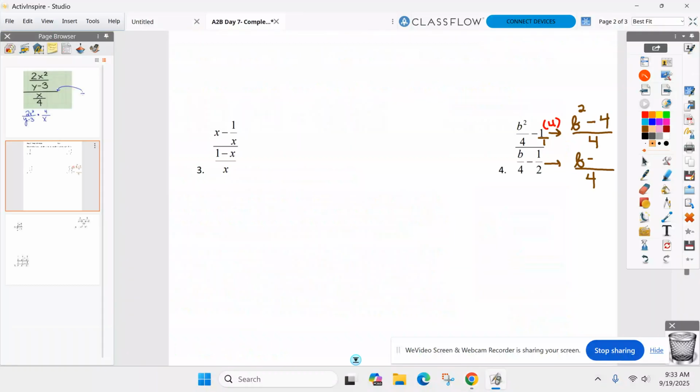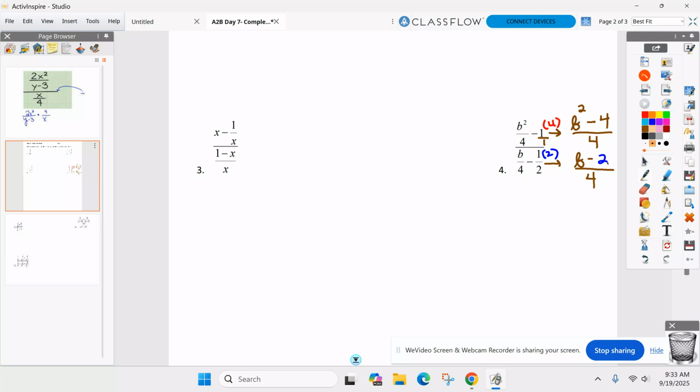Jesse, what's my denominator in 1/2? Yes, 2, but I need it to be a 4. So what do I need to multiply by? Multiply the 1 by 2. So it's actually going to be b minus 2.